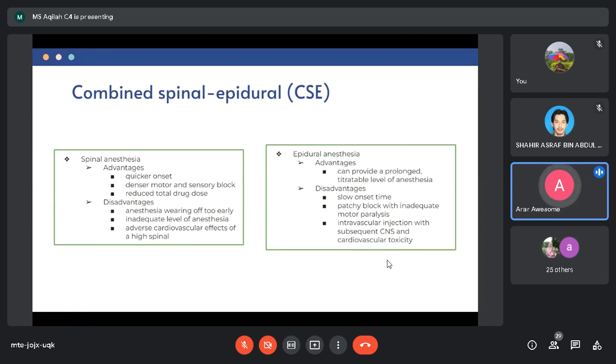For the epidural anesthesia, it has its own advantage, which is that it can provide a prolonged and also titratable level of anesthesia. And we also can add more anesthesia because we have the needle there. For the disadvantages, it has a slow onset of time, also patchy block with incomplete motor paralysis. And sometimes we can get intravascular injection and lead to subsequent CNS and cardiovascular toxicity.